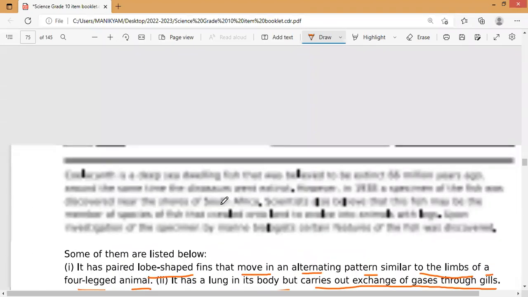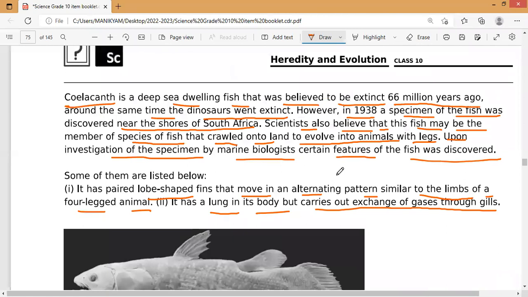Lungs. Why? You can see in the paragraph, it has lungs on its body, but carries out gas exchange only through the gills. Have you noticed whether present-day fishes have any lungs? No, sir. Why? Because there is no use of it, so it has disappeared from the organisms.